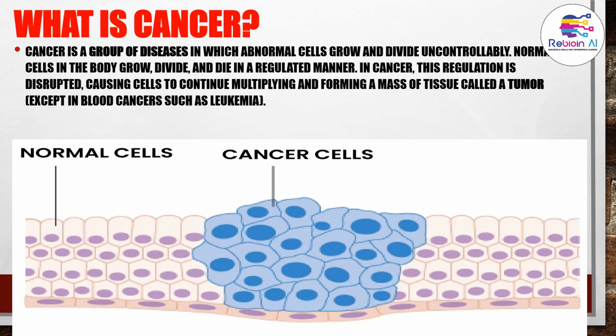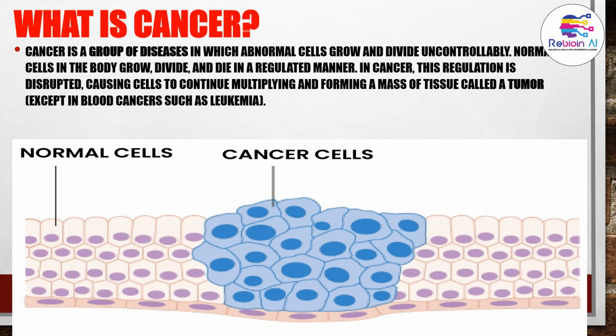Before discussing gene expression analysis, it is important to understand what cancer is. Cancer is a disease in which abnormal cells grow and divide uncontrollably. Normally, our body follows an organized process where cells grow, divide, perform their functions, and die when they become old or damaged. This process keeps our body healthy. However, in cancer, this normal control is lost. The abnormal cells continue to divide without stopping.